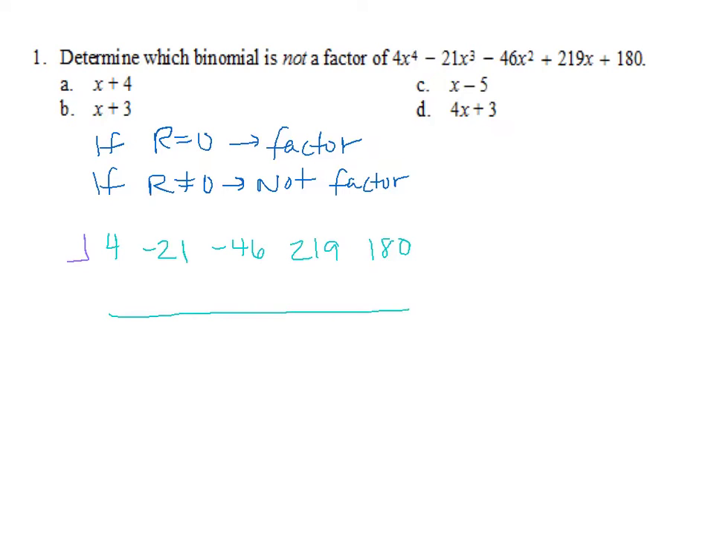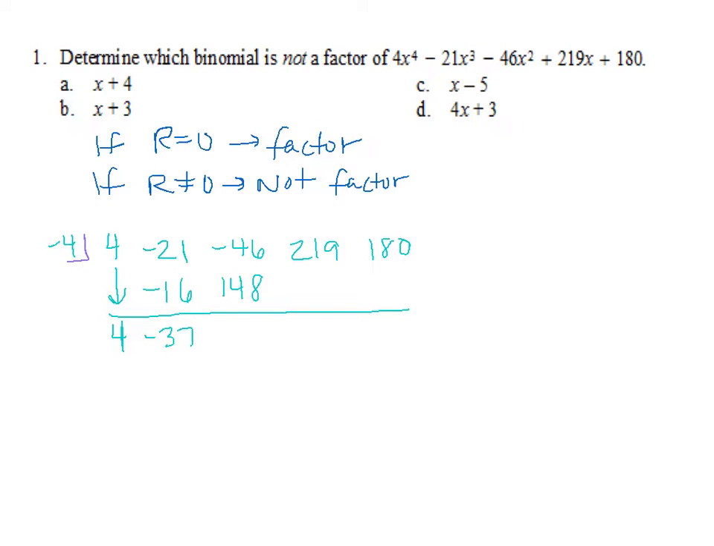And I'm going to start with the first one here. I'm going to start with x plus 4. So if I'm checking to see whether x plus 4 is a factor, I'm going to write negative 4 into that box. And I'm going to begin my synthetic division. So my 4 comes down. And now I'm going to take 4 times negative 4, which gets me negative 16. Now I take negative 21 and negative 16, and since they're both negative, I add them together and I get negative 37. Then I multiply that times my negative 4, which gets me 148.